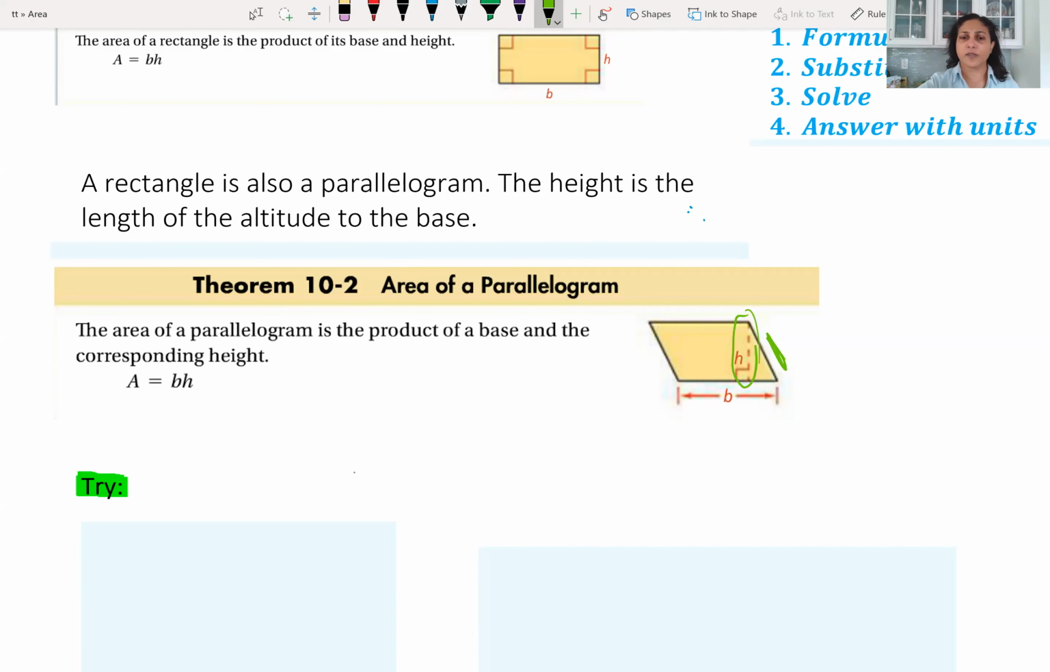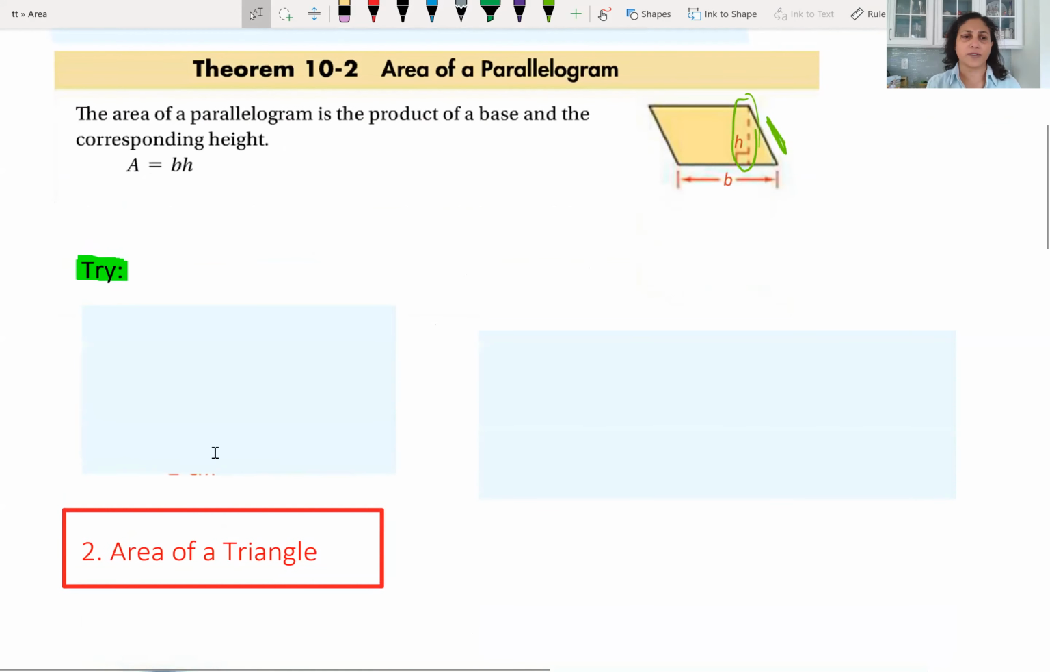So I have two simple questions for you. I want you to try before we do area of a triangle. Actually, there's only one. So here is a parallelogram, and which one do you think is the base and which one is the height? So pause the video, try it out.